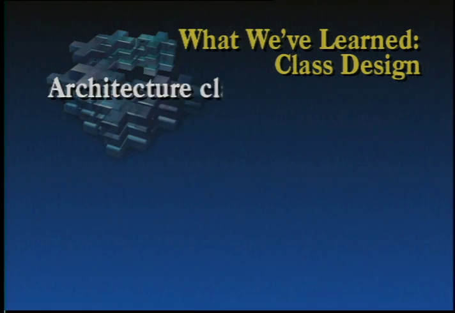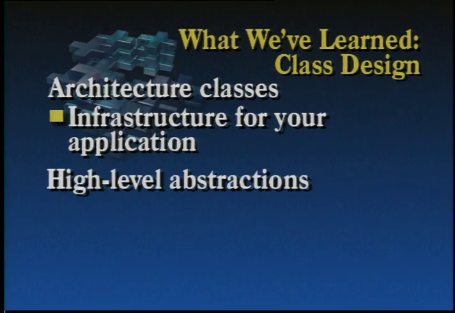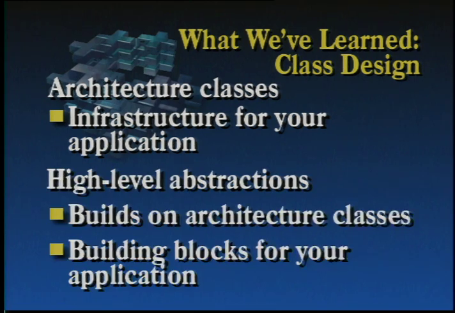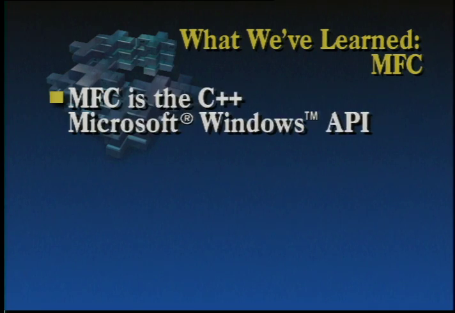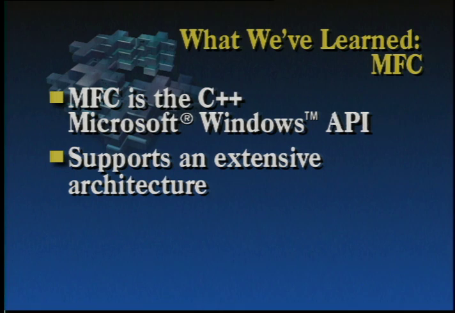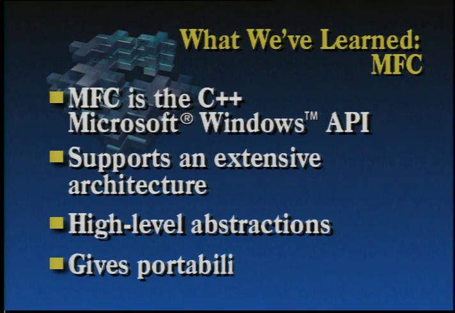We've talked a lot about the architecture classes, the infrastructure for not only the rest of MFC, but the infrastructure for your application as well. Lots of high-level abstractions, those building blocks that provide functionality for your application that you don't want to write yourself. And what have we learned about MFC? Well, MFC, the C++ Windows API, provides a lot of that underlying architecture, provides the implementations of those high-level abstractions, provides a portable API for writing serious applications.